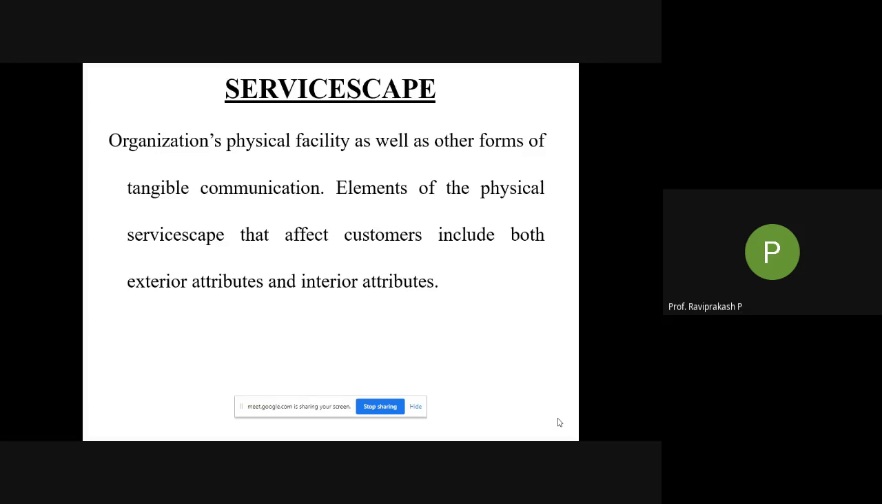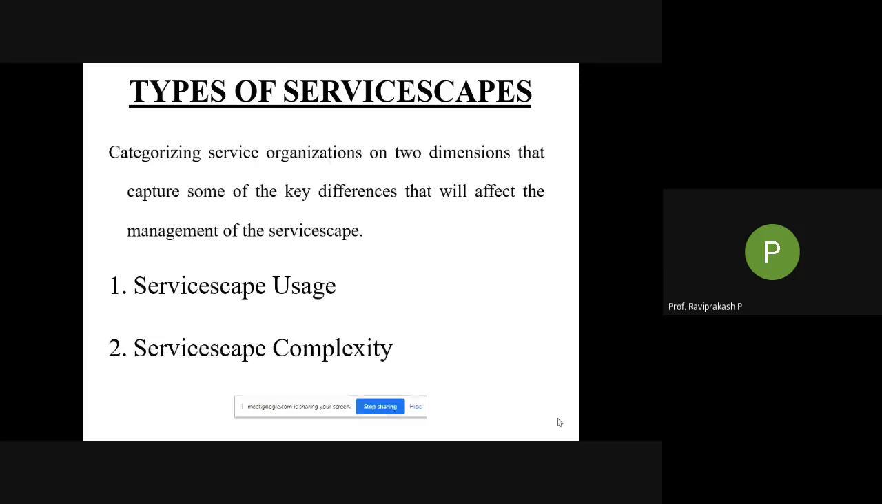Next is types of servicescapes. We categorize service organizations on two dimensions that capture some of the key differences that will affect the management of the servicescape. We have two types: servicescape usage and servicescape complexity. So what is servicescape usage? Usage is how the servicescape is used. You already know what servicescape is, the things that you see, feel, and touch inside and outside of the place where you are providing the service to your customers. So how is it used?